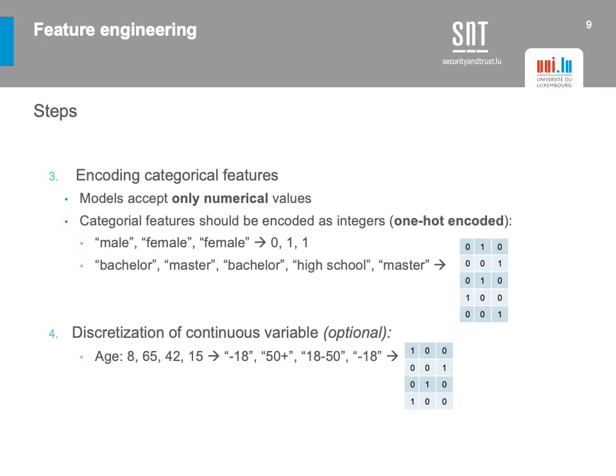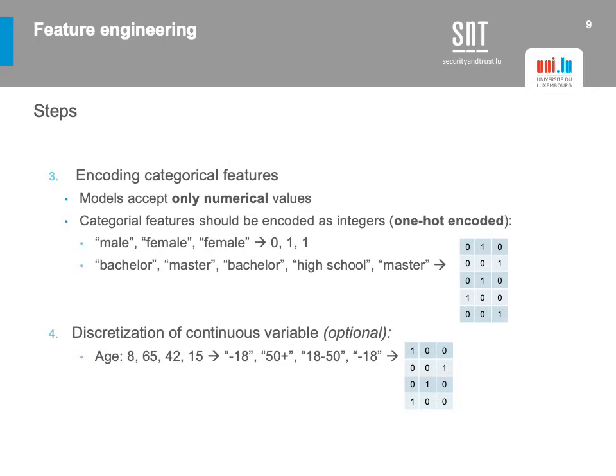So for example, in the previous example, we saw that we have gender, which was coded as F for female and M for male, but we cannot give directly the character M as male and the character F as female to the machine learning model, because the machine learning model only understands numerical values. So what we can do is to encode categorical features into numerical ones.